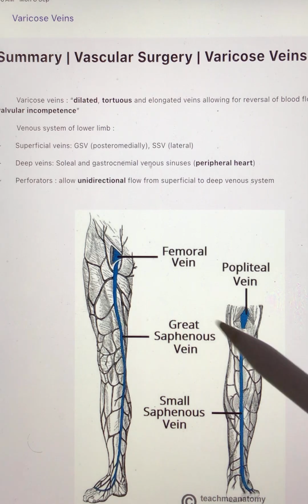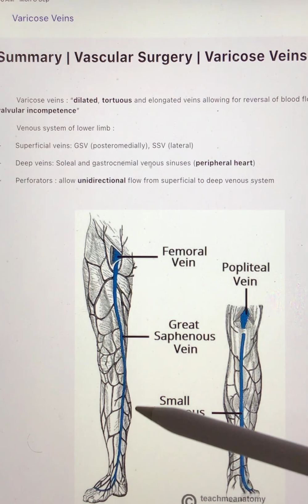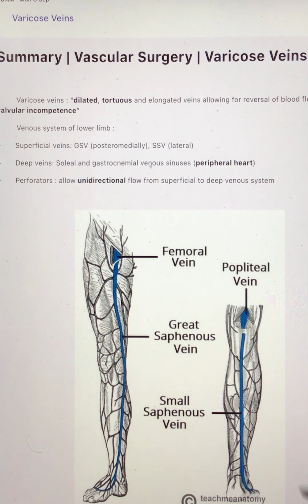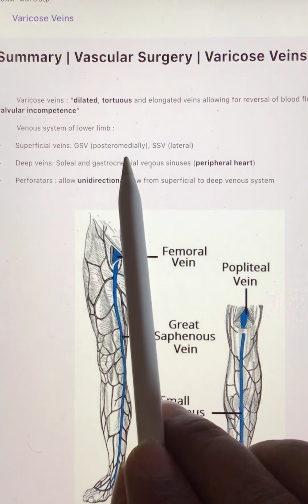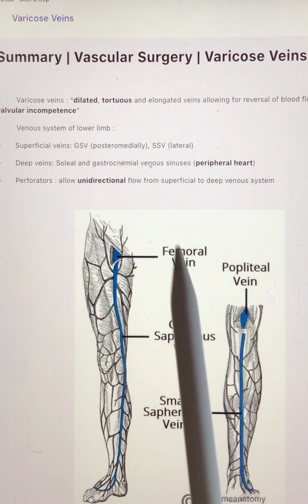If you see, femoral vein is like this. Great saphenous vein is starting from the medial malleolus, going up and opening into the femoral vein. And this is the popliteal vein or small saphenous vein, it is opening into the popliteal vein. Venous system, superficial veins: great saphenous posteromedially and small saphenous laterally.